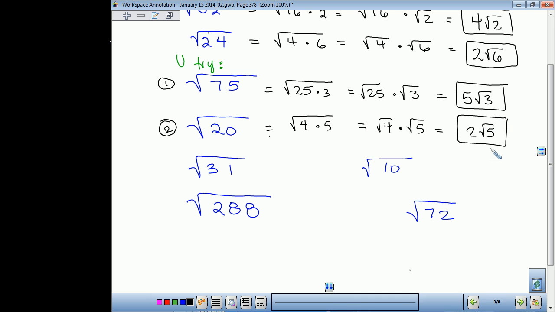Yes, Leah? If it simplifies, then it has a perfect square factor. Yes. But sometimes they don't simplify. Like square root of 31. It is simplified. There's nothing else we can do with it. Square root of 10. There is nothing else we can do with it. Because the only factors of 31 are 1 and 31. Neither is a perfect square. And the factors of 10, 1 and 10, no. 2 and 5, no. None of those are perfect squares. So the square root of 31 is already simplified.